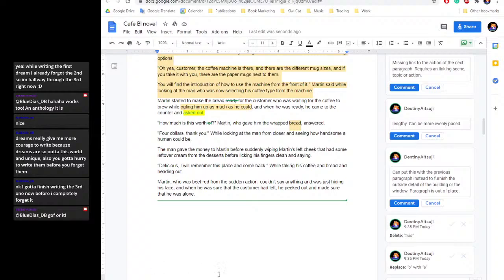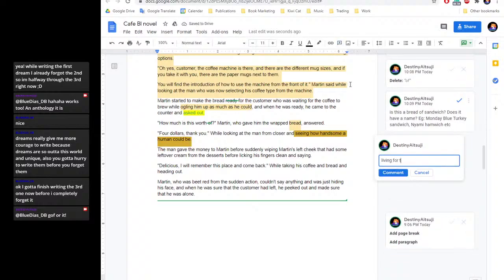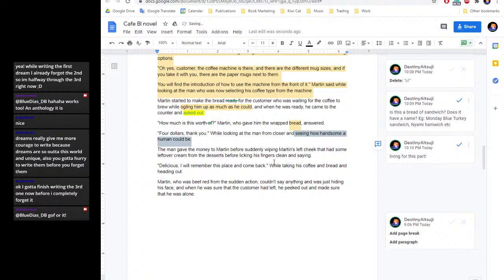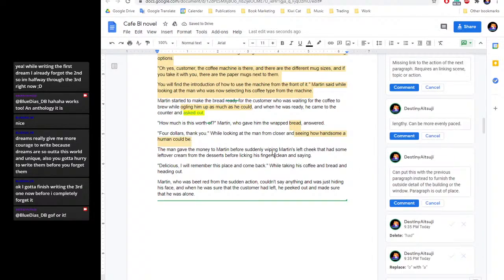Right, so this is not enough for me. Like, definitely not enough for me. It's not gonna be enough for me. Right, so you're simping, not hard enough. So he says $4. It's like $4, miserable, just one customer? Okay, so while looking at a man from closer and seeing how handsome a human could be. Okay, I like this part. Seeing how handsome a human could be. So I could only imagine how handsome he is, but I would like to see in Martin's perspective how handsome this guy truly is. So a little bit more description in the front could help me out with that.